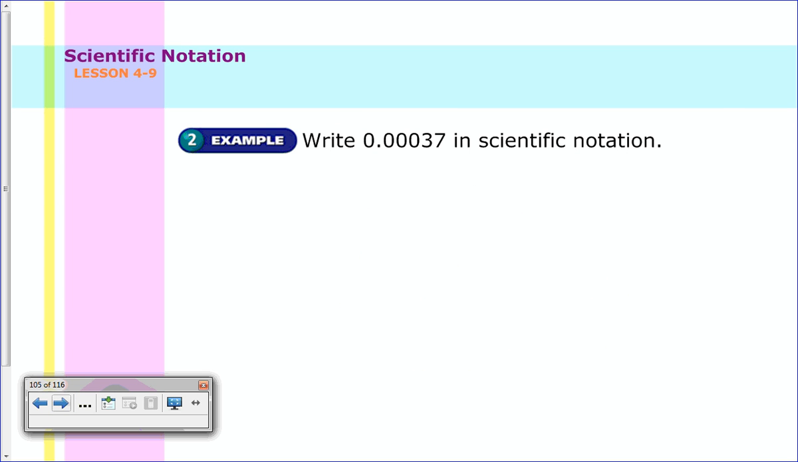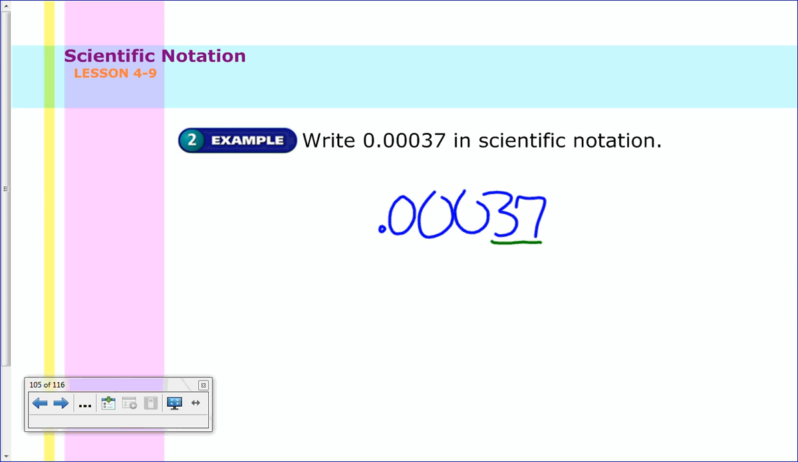Now this time, we have 37 hundred thousandths, I believe. So we need to figure out where the decimal should go this time to write this in scientific notation. Well, again, you need to look at the digits that aren't zeros here, which are the 3 and 7.